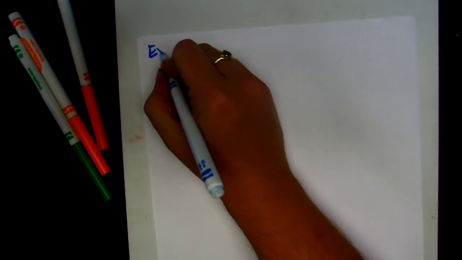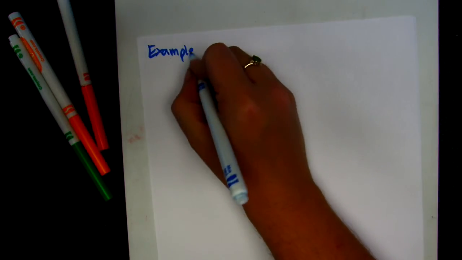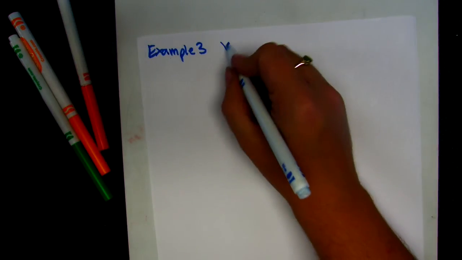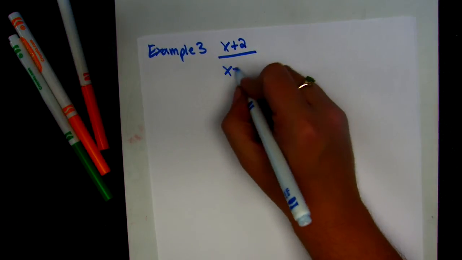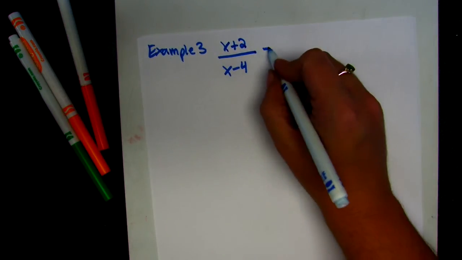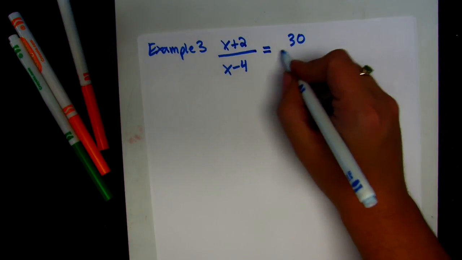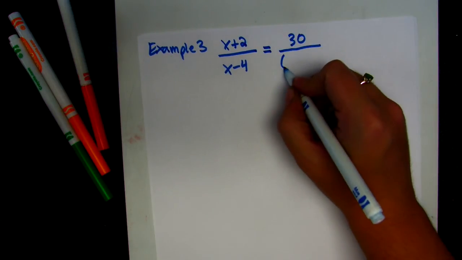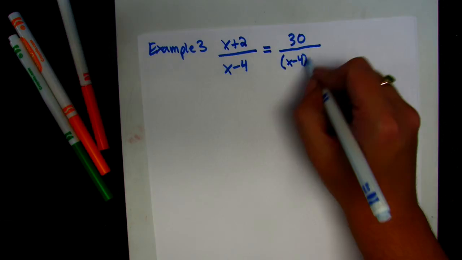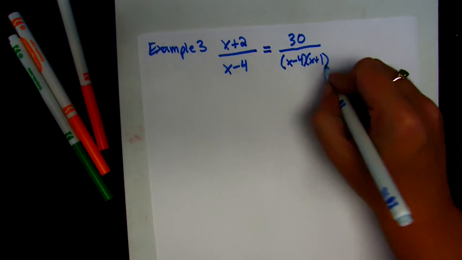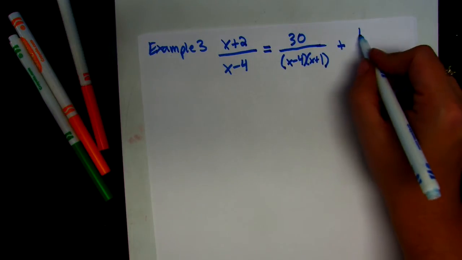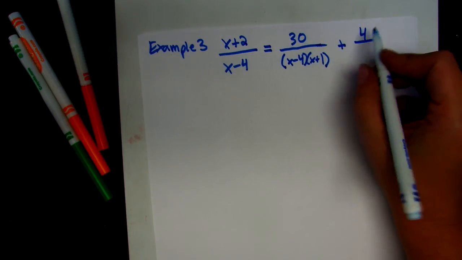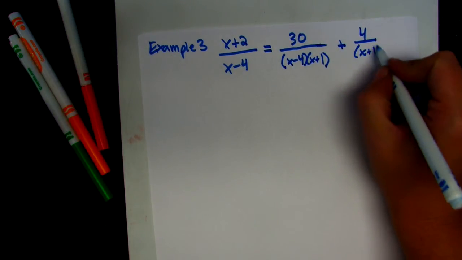So this is our last example. We have (x + 2) over (x - 4) equals 30 over (x - 4)(x + 1) plus 4 over (x + 1).